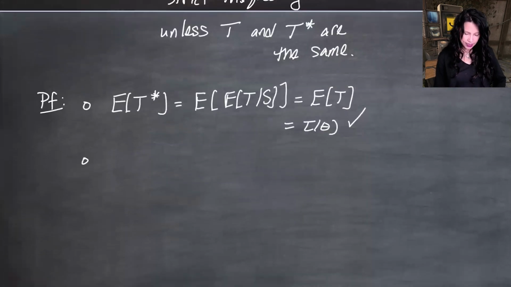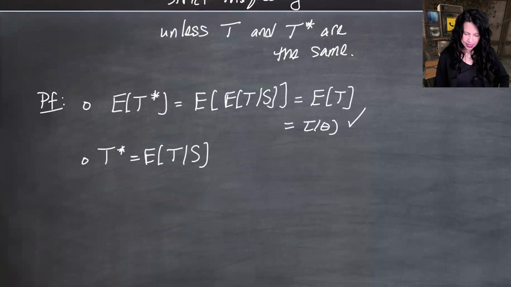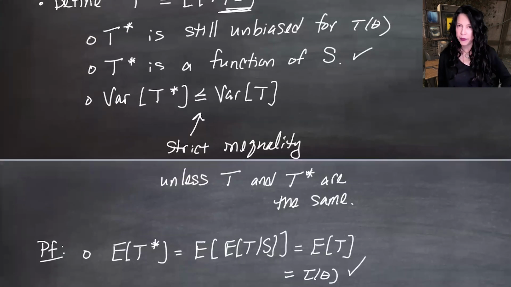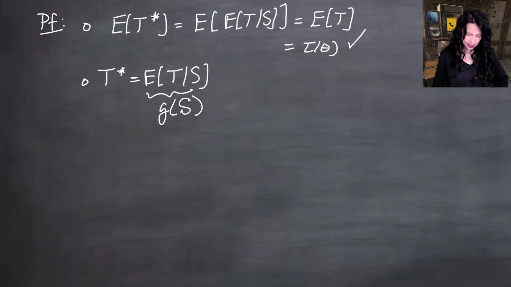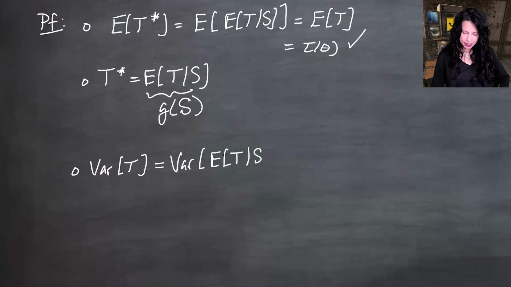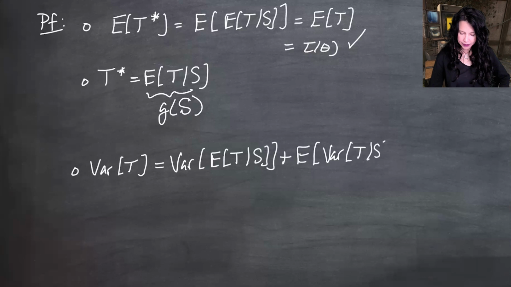The second bullet point doesn't really need proving. Think of one of the very first things we talked about today. This is just going to be a function of the capital S. So it is a function of S, so we've got that one. Let's look at the variance. I am going to start not with the variance of T star, but with the variance of T. And the reason I'm going to do this is I want to use our new formula for computing variance using conditioning on things. I'm going to condition on the sufficient statistic. So this is the variance of the expected value of T given S plus the expected value of the variance of T given S. We just proved this.